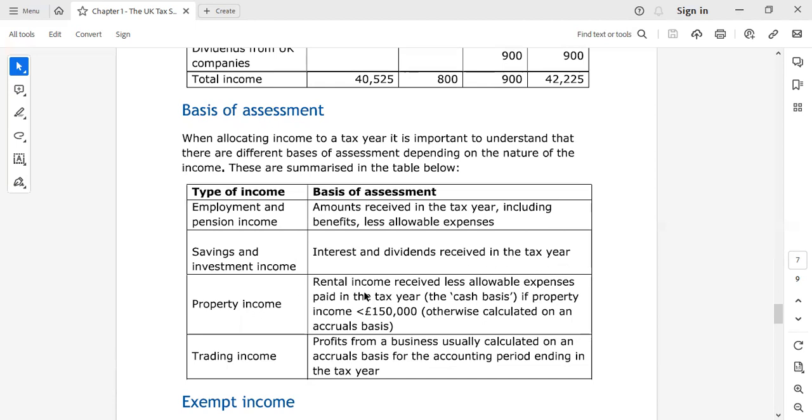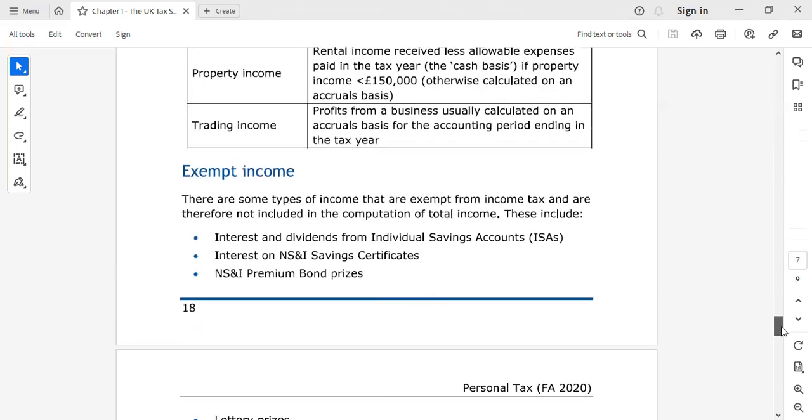Property income: rental income received less allowable expenses paid in the tax year. The cash basis applies if property income is less than 150,000, otherwise it is calculated on an accrual basis. If the property income is more than 150,000, we will use the accrual basis. Trading income, profits from a business, is usually calculated on an accrual basis for the accounting period.